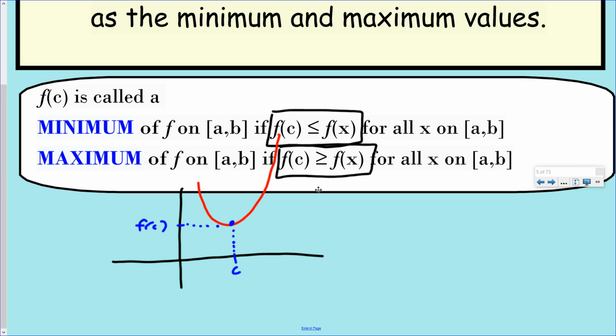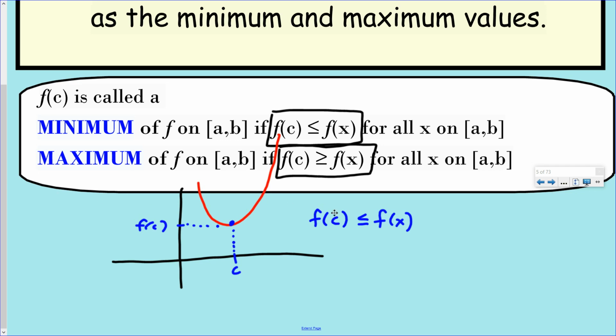So that means that if f of c is a minimum, then it is less than or equal to, and I say equal to because maybe this thing keeps going there, there are other points that could be the same minimum value. It's going to be less than or equal to every other point on the graph. Does that make sense? And that's where we get this. The minimum of f on a closed interval happens if f of c is the smallest. It's less than or equal to every other point between a and b.